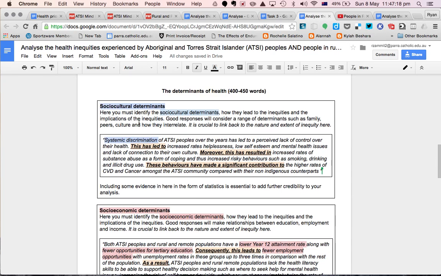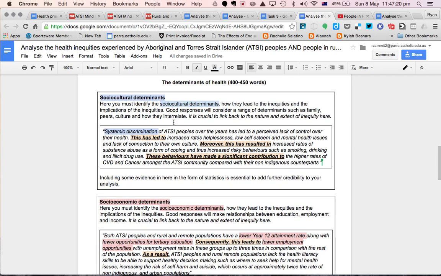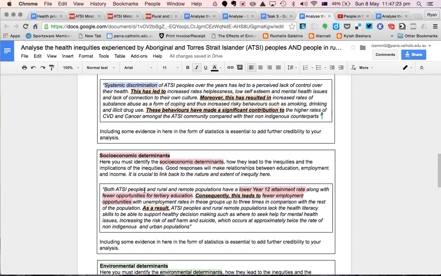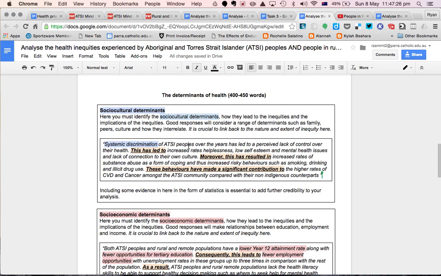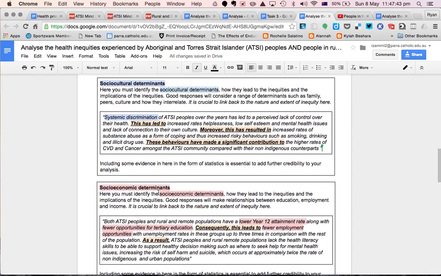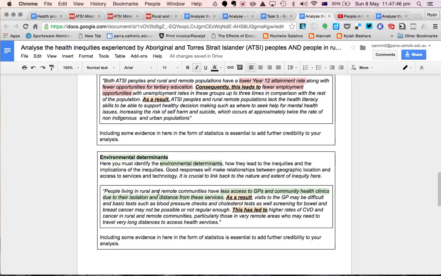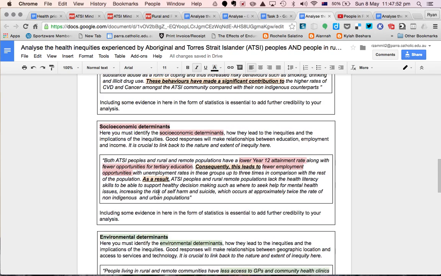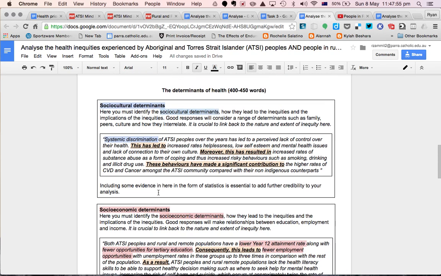Moving on to the next part, which is the determinants of health, you've got to focus on the socio-cultural, the socio-economic, and the environmental determinants. Now, I want you to have a really good read of this, because it provides a paragraph that's been written by another student, and it's really good because it includes really good language and it shows the implications and it makes good relationships. So if you want to know how to write really well, read those paragraphs because it does it really well. Now, if you're wondering what the socio-cultural determinants are, I've linked into your syllabus.